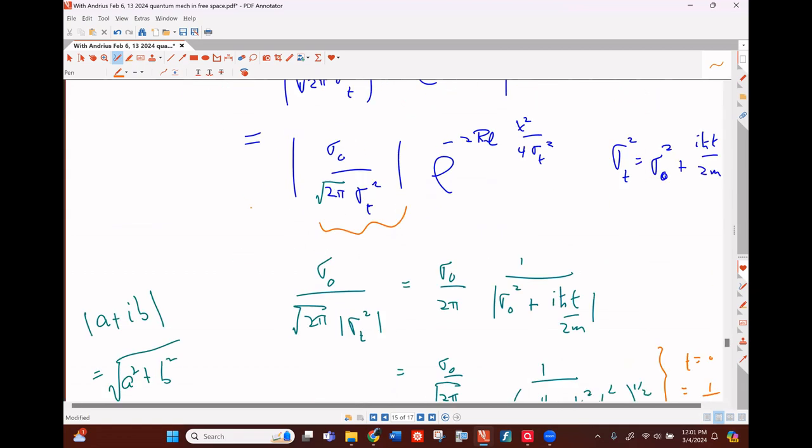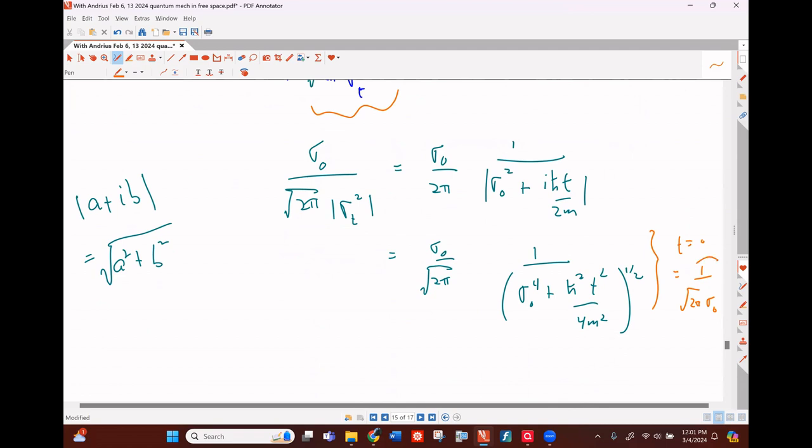And the initial Gaussian wave packet had that multiplicative factor in front of it once you took the modulus squared of it. So that is good indeed.